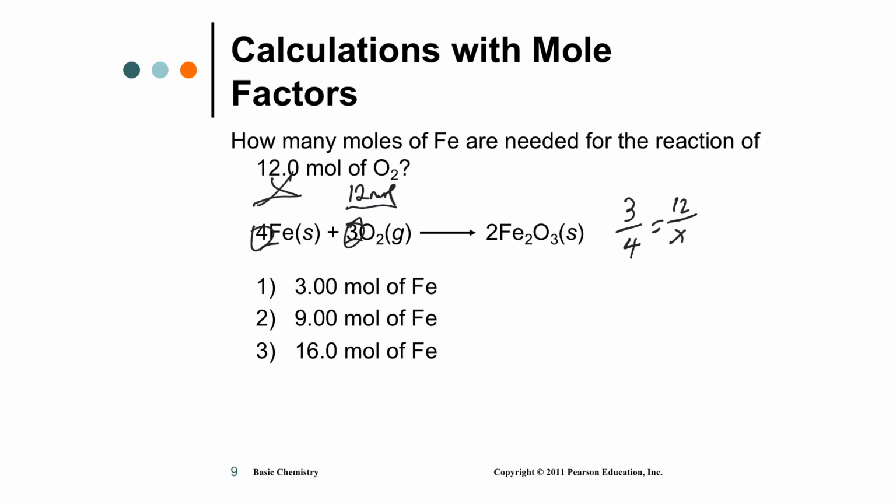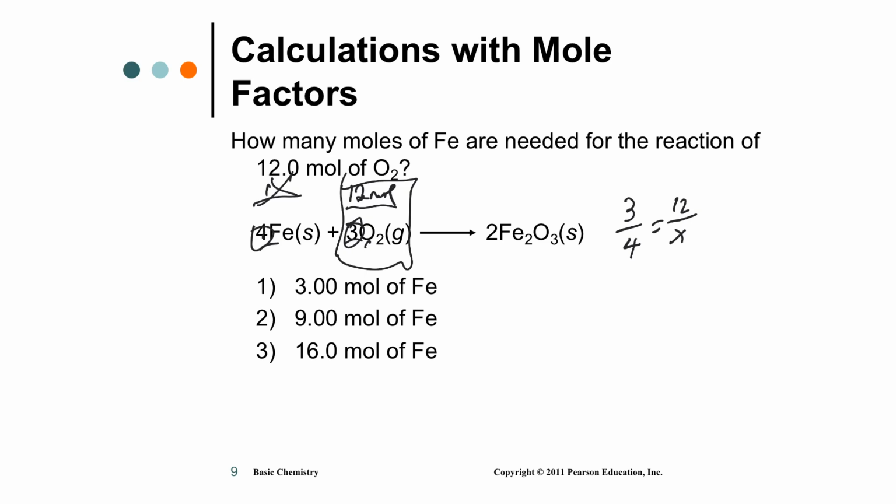Now I went both right to left in this case. I can do this 3 or 4 different ways. Knowing that I've got 12, I could say 12 is to 3 as x is to 4. Okay. Do you see? I could have done it that way. 12 moles of oxygen is to 3 moles of oxygen as what moles of iron is to 4? You're going to get the same answer either way because they're all configured in the same way. I could say 12 over x equals 3 over 4. Okay, that's what I did over here.